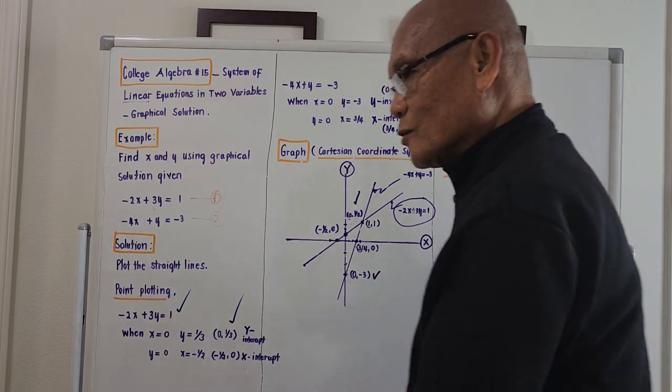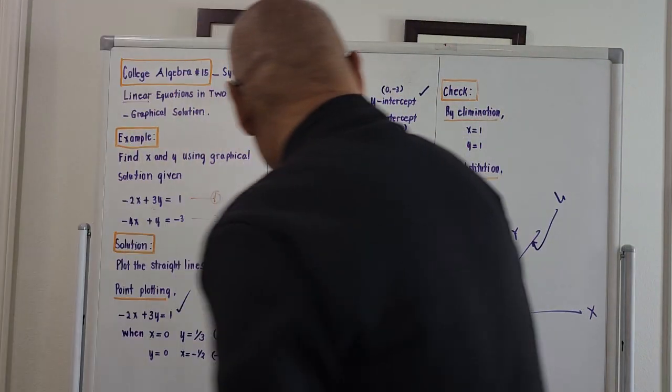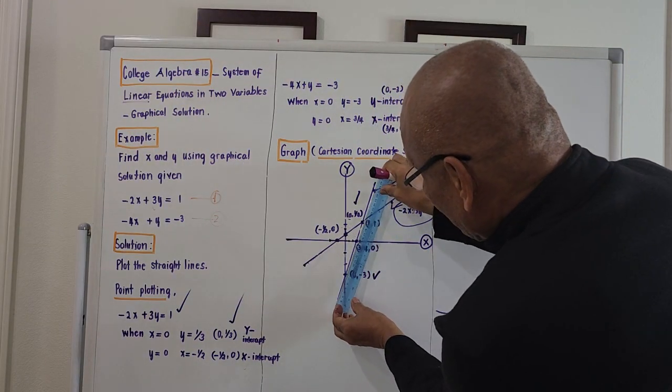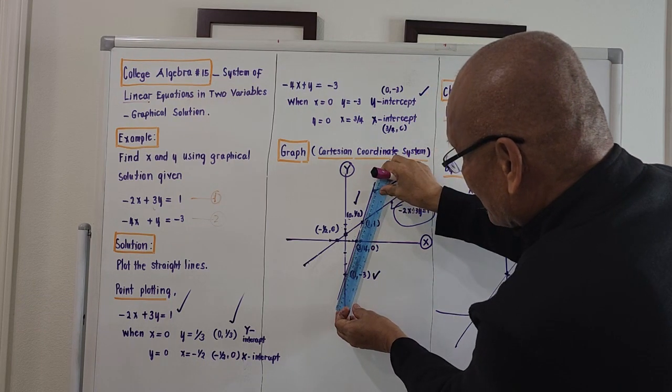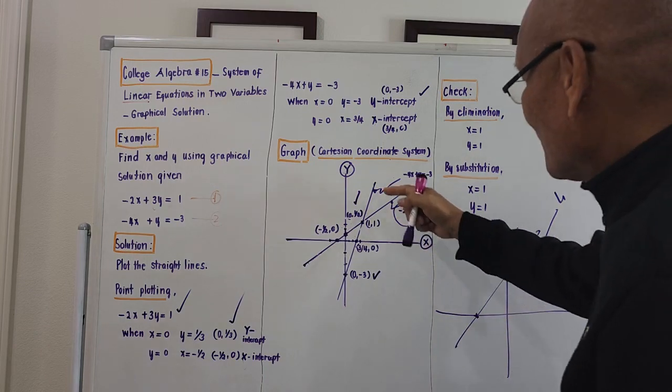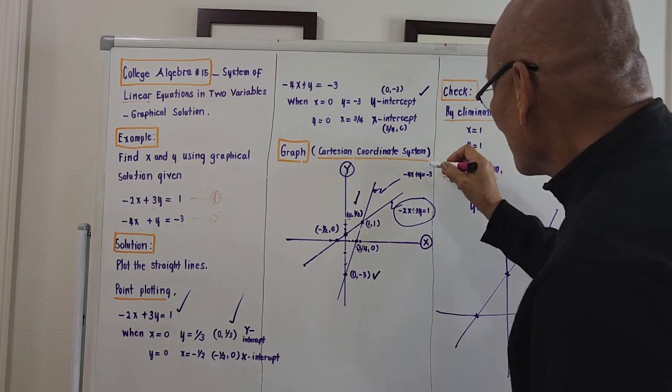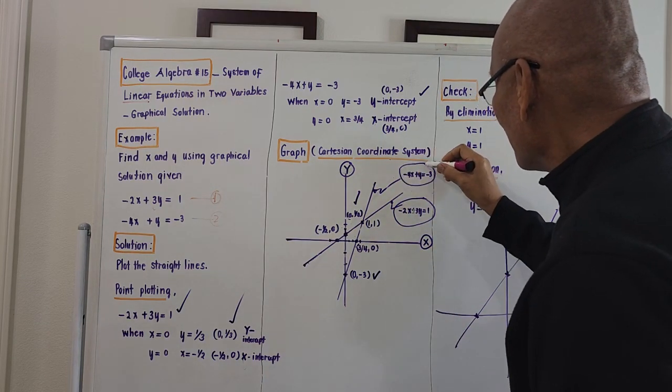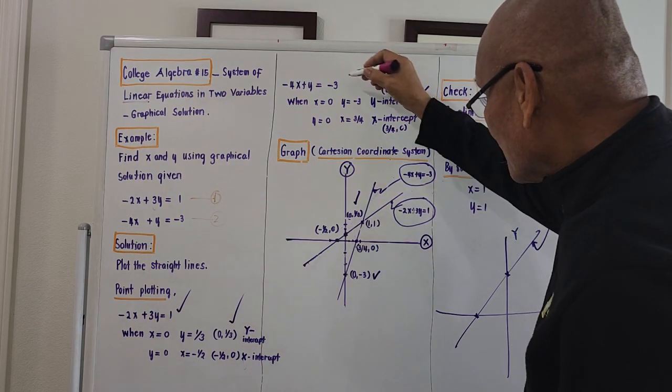So if we now try to connect the 2 points here, it will be this. So the equation of the second straight line is minus 4x plus y equal to negative 3. It is this.